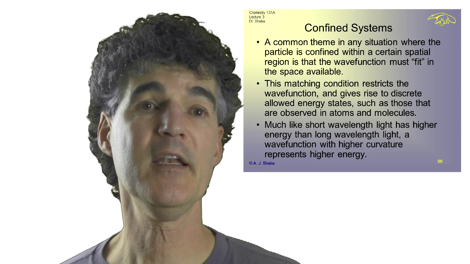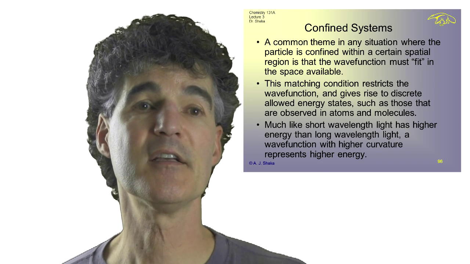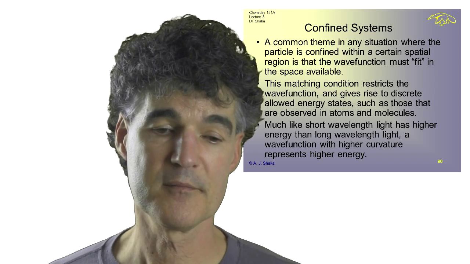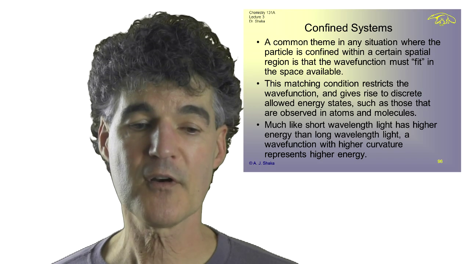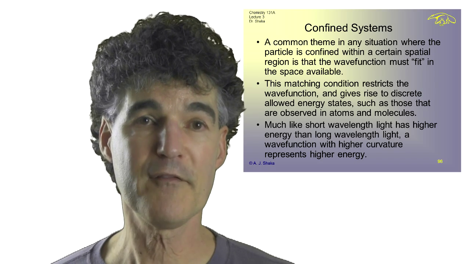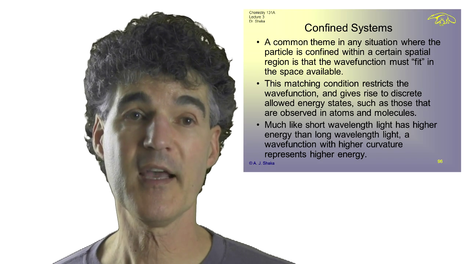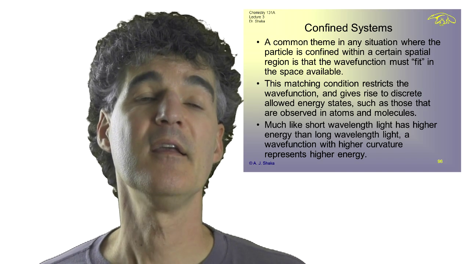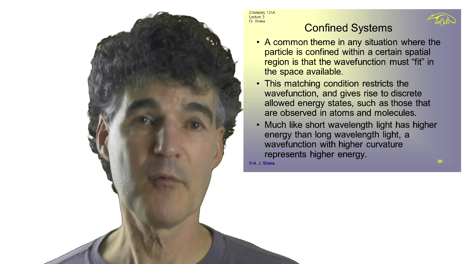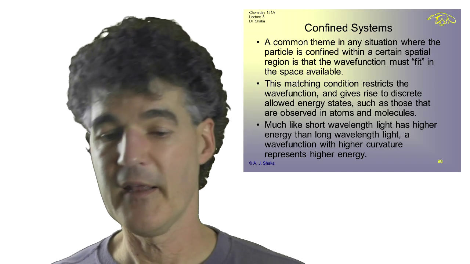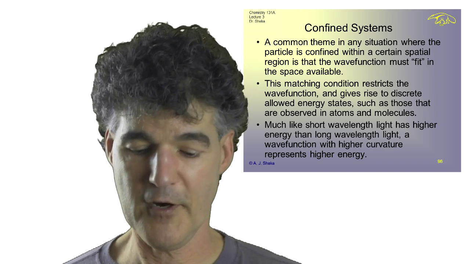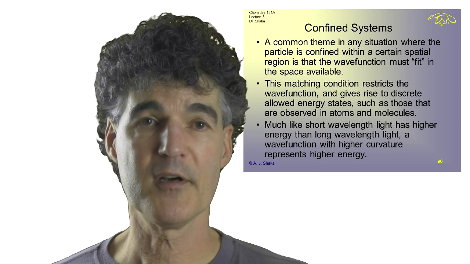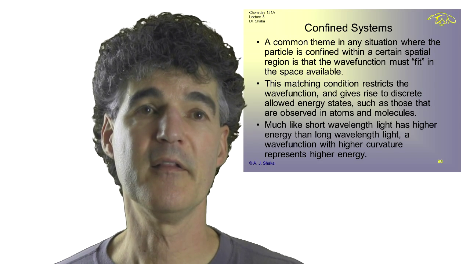And what we find is that if the wave function has higher curvature, it's going up and down a lot like crazy, that's sort of like a photon with a short wavelength. And that means that that quantum state is higher energy than one that's all spread out and just kind of moping around and not really very many up and down parts, up and down nodes in the thing.